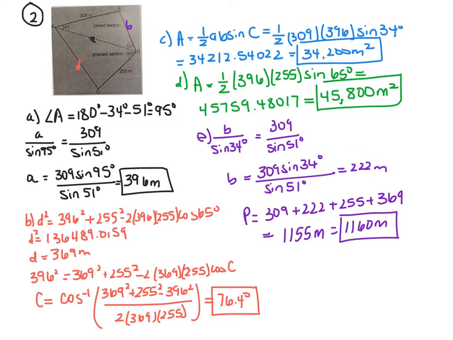Number 2 gives us a quadrilateral, that's a school playground, and then asks us some questions about it. Part A wants us to find the boundary line between the two sections, so this dotted line here.